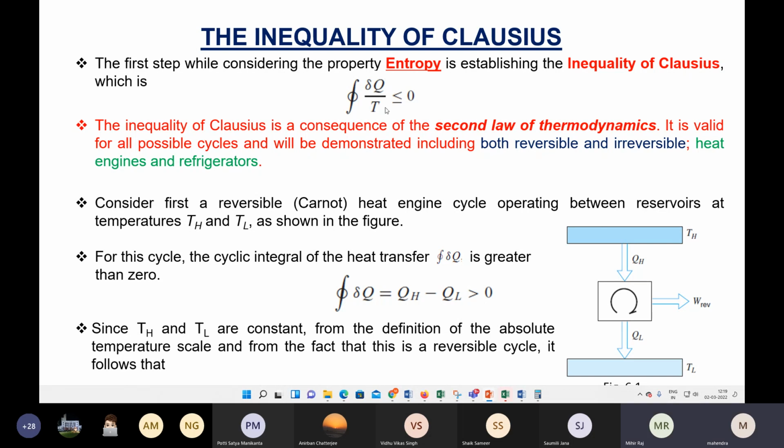Sir, if W reversible is 0, then it can be equal to 0, not QH minus QL, so the equality sign will be there now. Pardon? I'm not getting you actually. Sir, if W reversible is 0, then it should be... that is 0 means these both are 0.